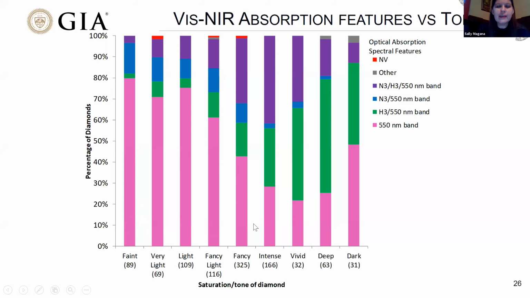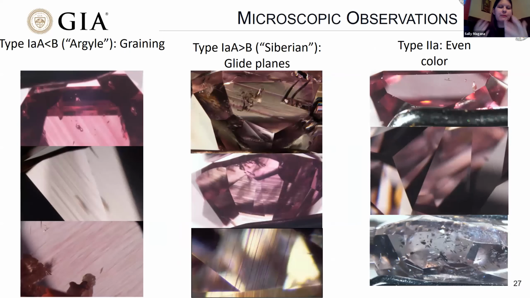saturations. In order to get into the higher saturations, the intense and the vivids, we have to have additional features. We have to have the 550 nanometer band, but we also have to have other nitrogen-related centers, the H3, the N3, or we have to have them both in order to create those very intense and vivid colors. So why are we talking about that? It's because on this next slide, I'm going to talk about some of the other interesting things about pink diamonds.